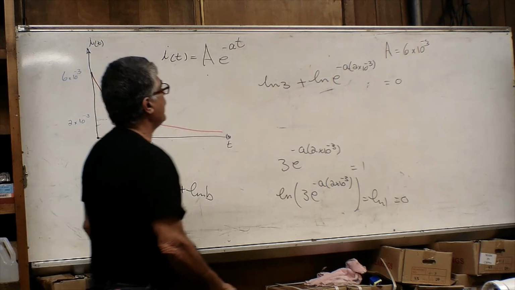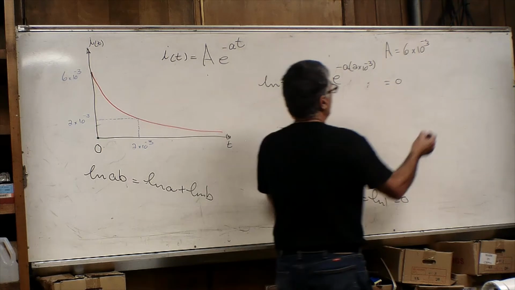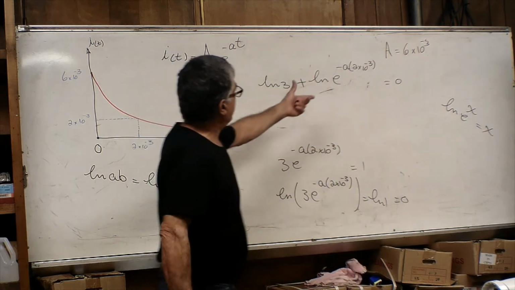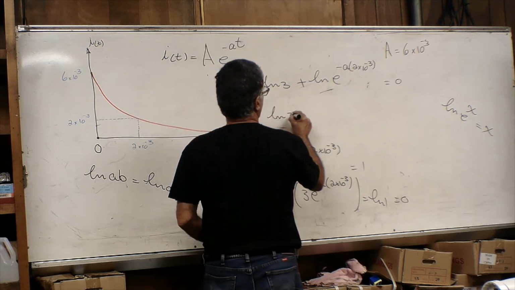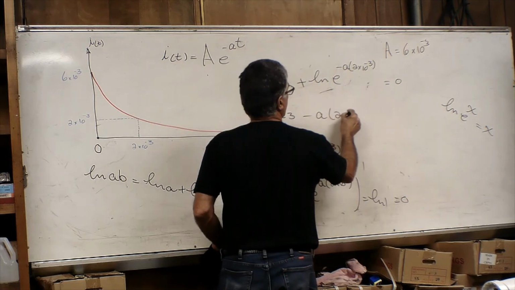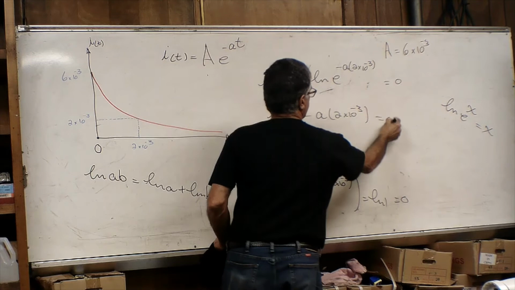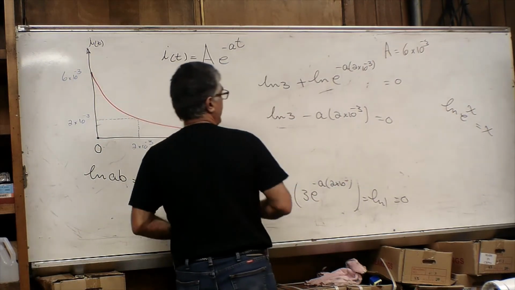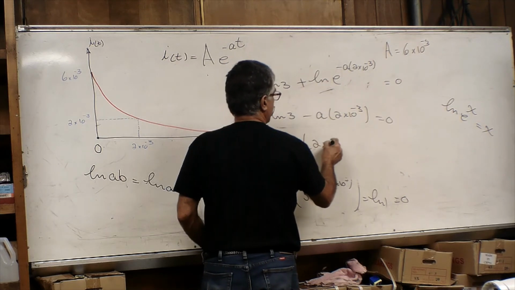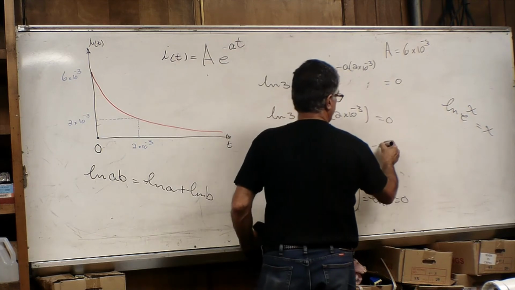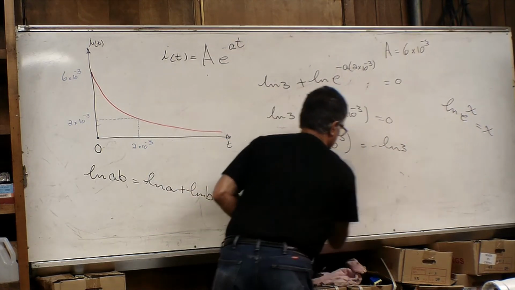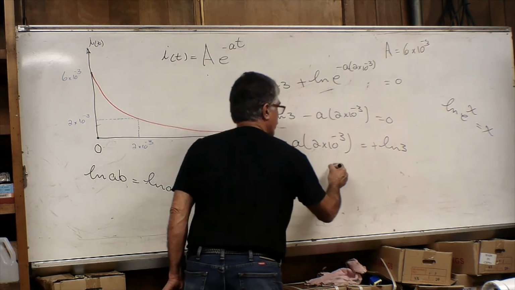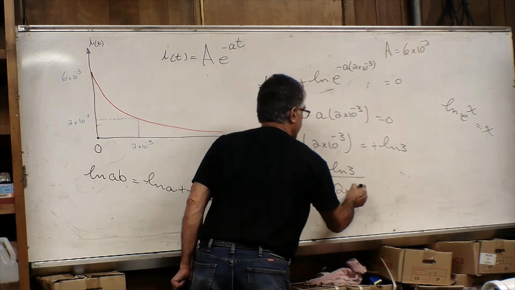Now we want to solve this for a. We can use the formula natural log of e to power x is equal to x. Using that formula, we can write this as natural log of 3 minus a times 2 times 10 to power minus 3 equal to 0. Or we can write this as minus a times 2 times 10 to power minus 3 equal to minus natural log of 3. The minus will cancel out on both sides, so a will be equal to natural log of 3 divided by 2 times 10 to power minus 3.